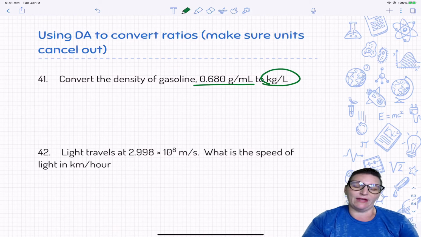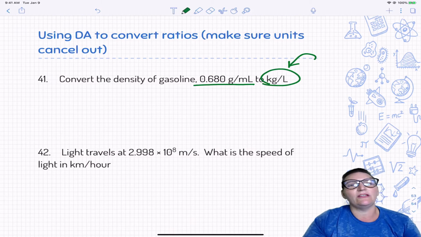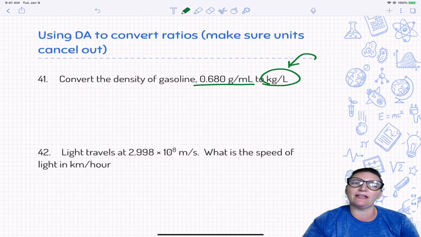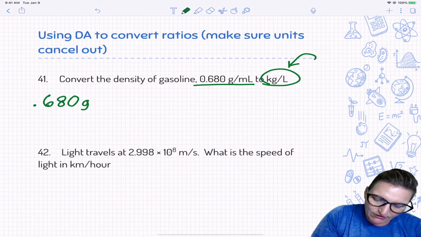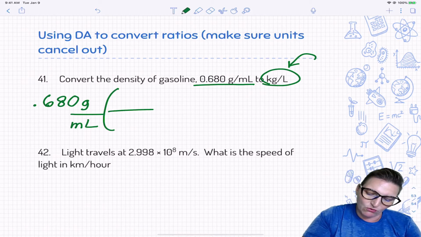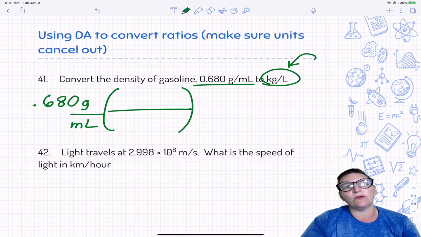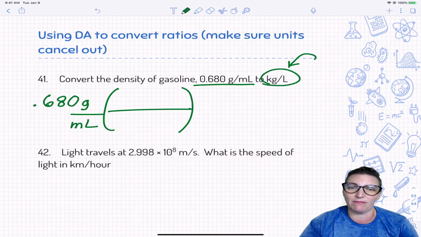What we do, or the key to this, is similar to what we did before, just rewriting that slash sign. This time I just want to rewrite it so that it looks more like the fraction that it is. So when I rewrite this, I'm going to write 0.680 grams in the numerator and milliliters in the denominator. And I'm going to write it more like a fraction so that when I convert those units, I know what needs to go where in my conversion factor to cancel them out.